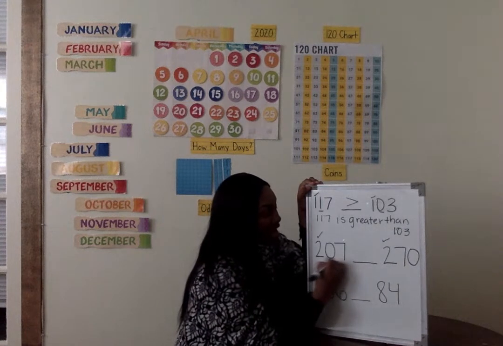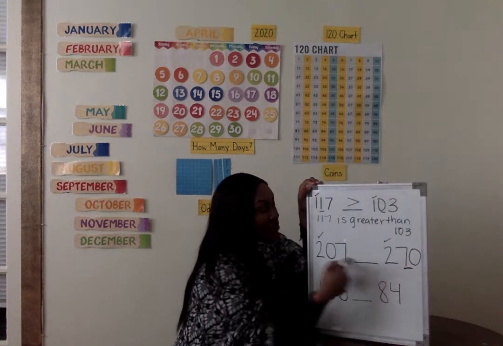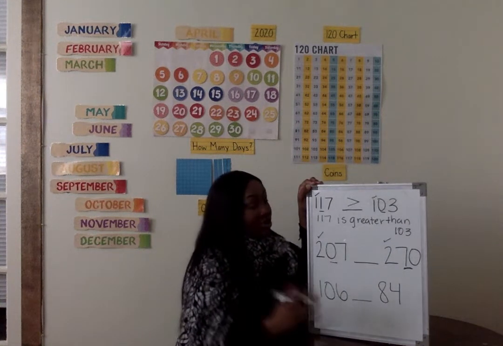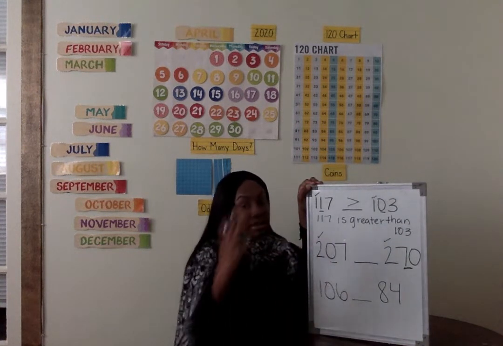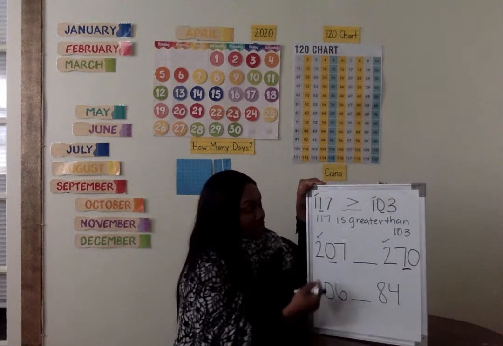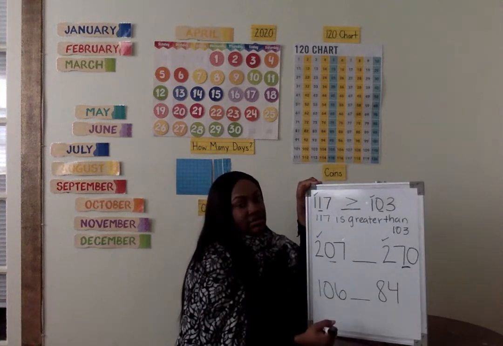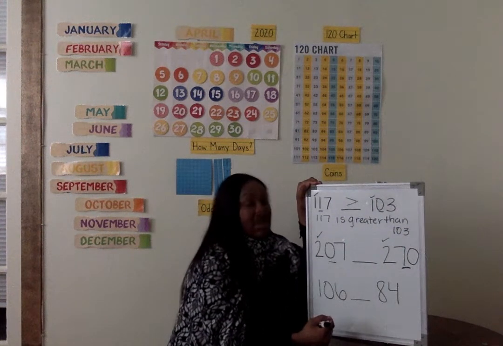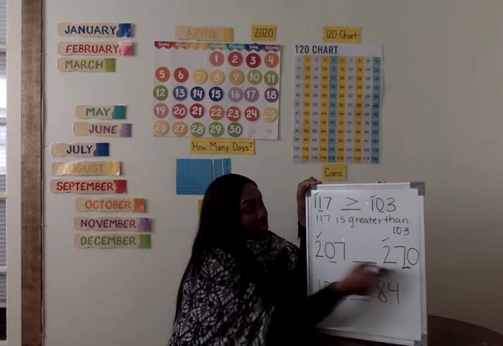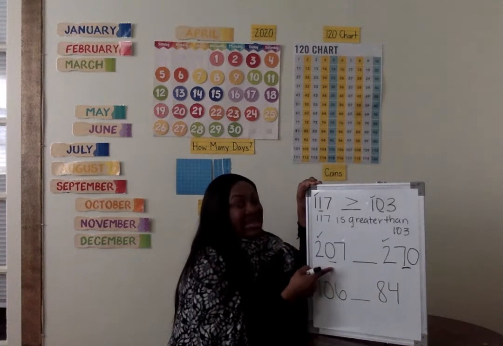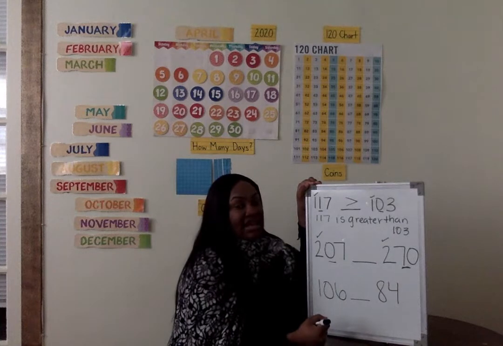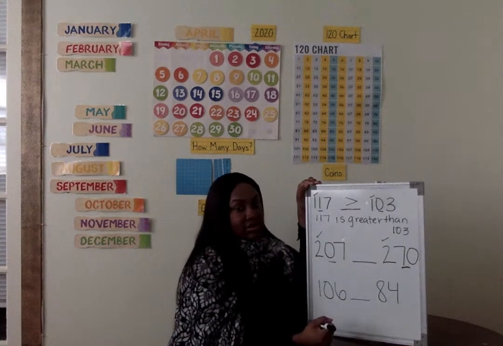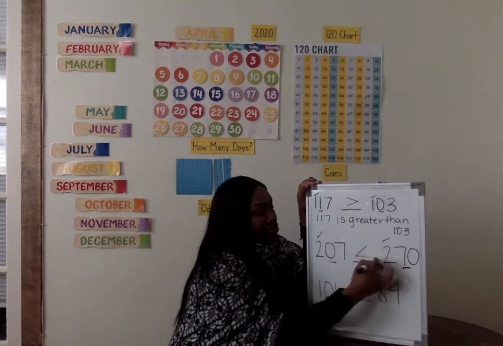Are they the same number? Absolutely not. So I'm going to underline both of those numbers because the two numbers in the tens place are going to help me figure out which number is greater. Is 0 greater than 7? Mm-mm. Is 7 greater than 0? Absolutely. So I know 7 tens is greater than 0 tens. So which number do you think my alligator mouth is going to want to eat? 207 or 270? You're right. It's going to eat the number 270.